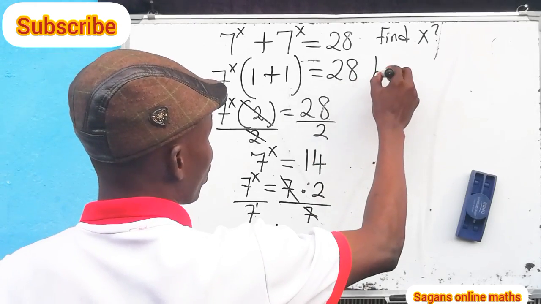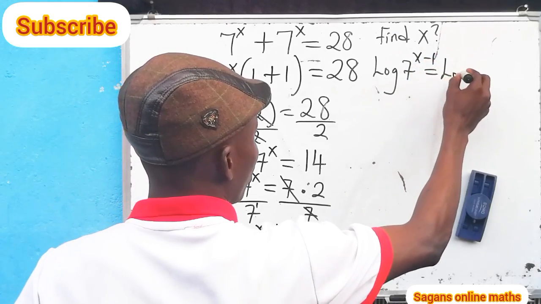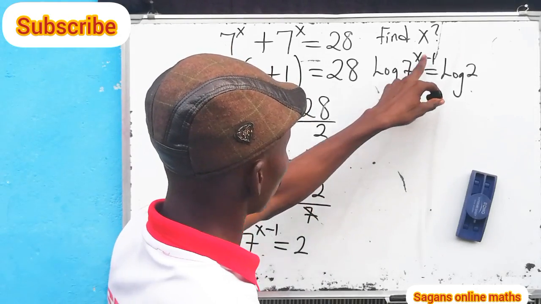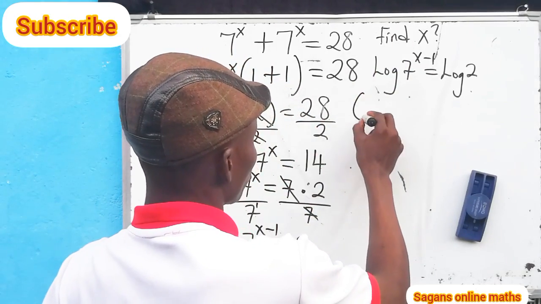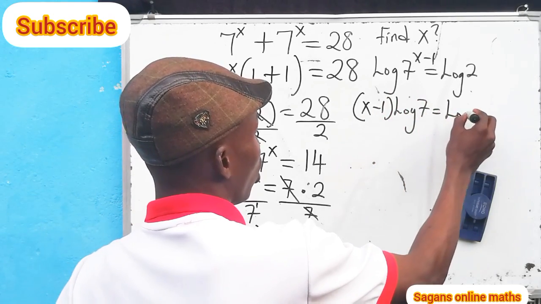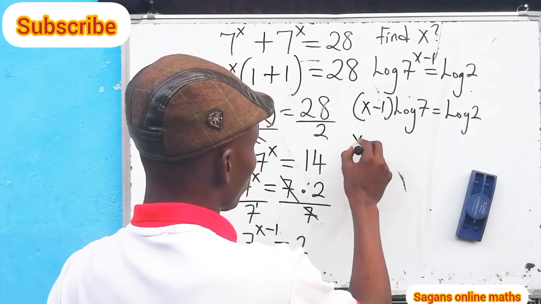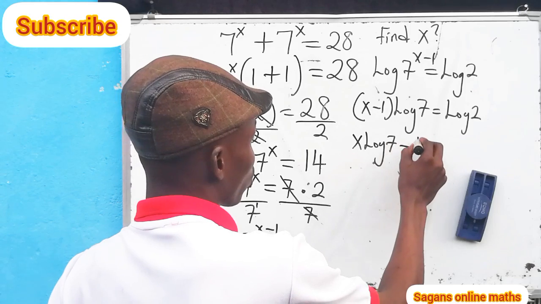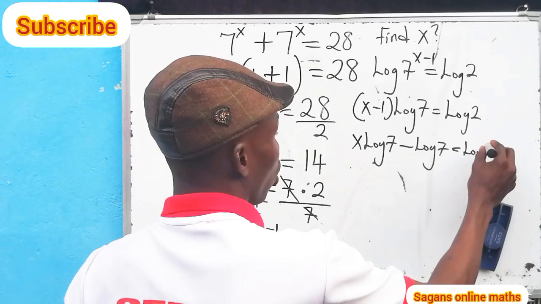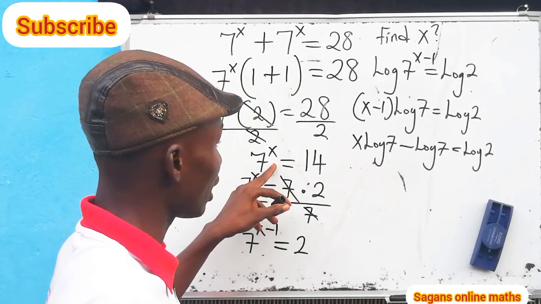So now see that the log of 7 raised to the power of x minus 1 equals the log of 2. One of the properties of logarithms says that this power can come down to multiply the log. So now this is (x minus 1) log 7 equals log 2. Let's use this log 7 to open the parentheses. Now this is x log 7 minus log 7 equals log 2. Don't forget you can also take the log from the other side, but I want to make it more interesting.